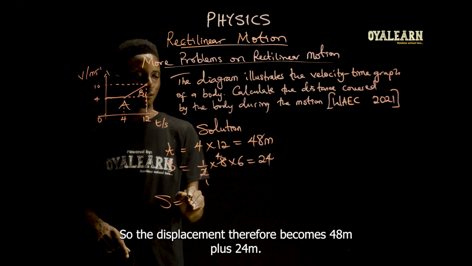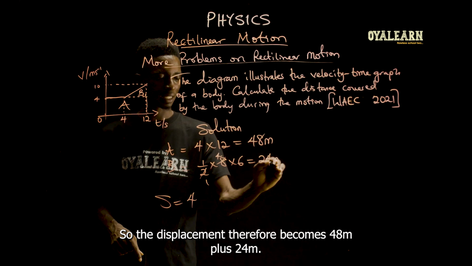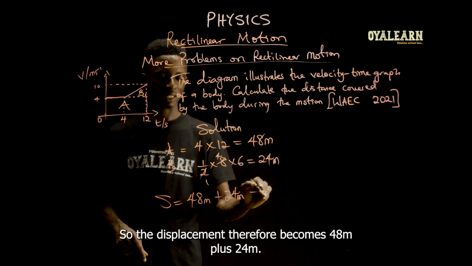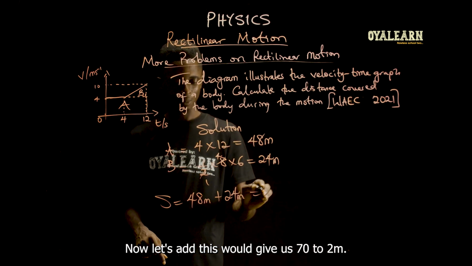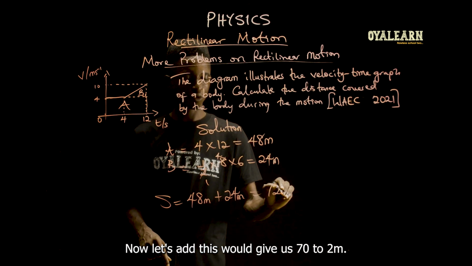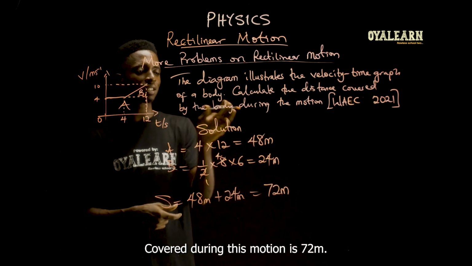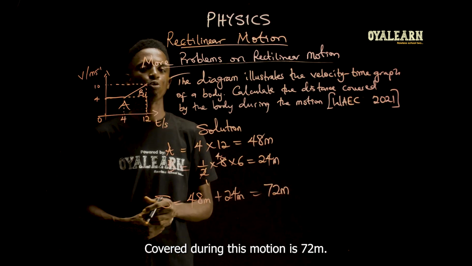So the displacement therefore becomes 48 meters plus 24 meters. Now let's add. This would give us 72 meters. That is, the total distance covered during this motion is 72 meters.